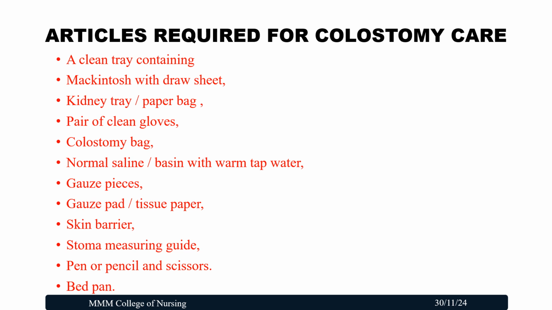First, a clean tray containing a neat Mackintosh with a draw sheet, a kidney tray and paper bag, pairs of clean gloves, colostomy bag, normal saline, basin with warm tap water, gauze pieces, gauze pad, tissue paper, skin barrier, stoma measuring guide, pen and pencil, scissors, and bedpan.